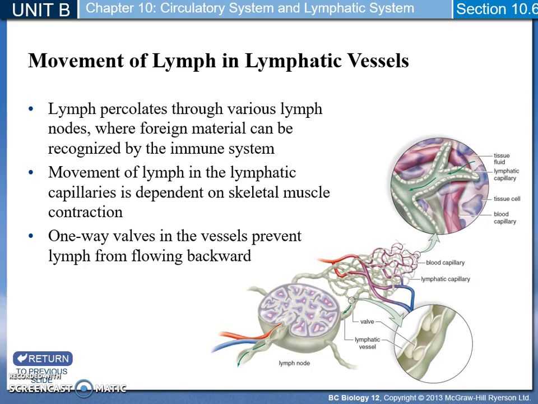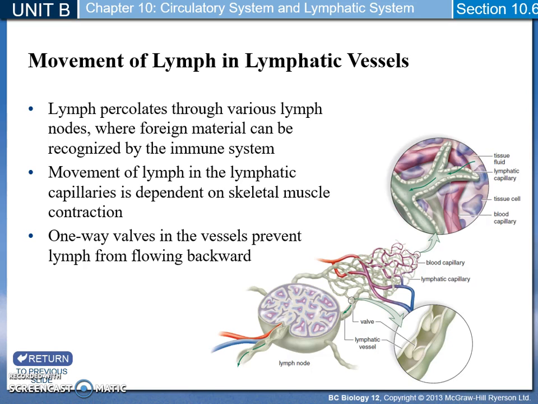What happens is the lymph percolates through various lymph nodes. The material travels through the lymph nodes, where foreign material can be recognized by the immune system. The movement of the lymph in the lymphatic capillaries is dependent on skeletal muscle contraction. And so the lymphatic system doesn't have its own way of moving fluid through it, not like the circulatory system, which has the heart, which pumps the blood throughout the system.